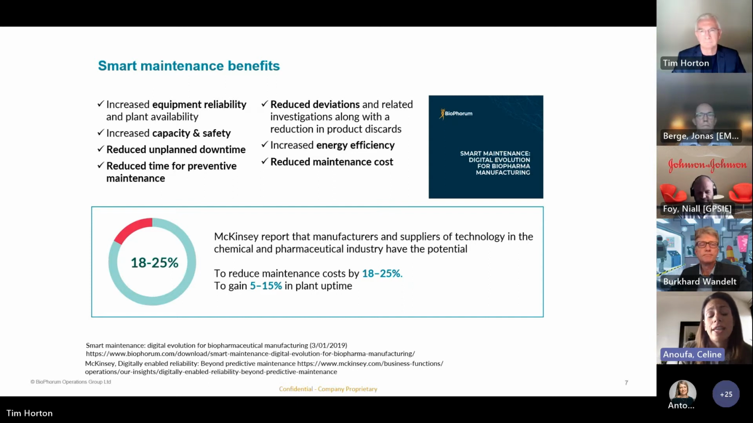And Burkhard, who is here today from Merck, is going to give you later more KPIs specifically linked to the pharmaceutical industry and to the experience at Merck. You go to the next slide.